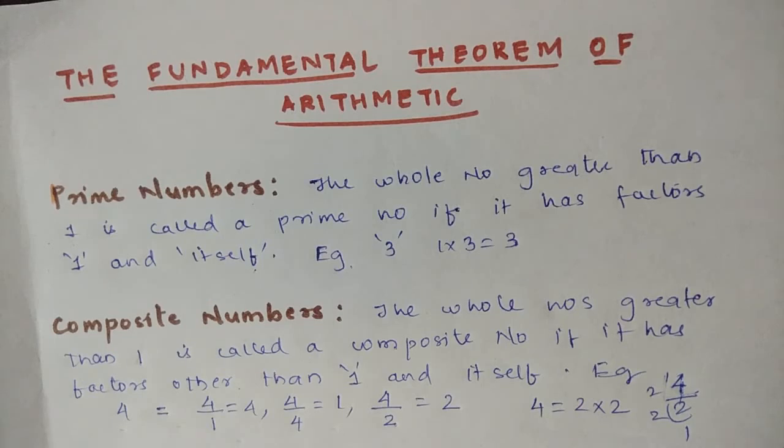And which is the smallest prime number here? 2 is the smallest prime number, and it is an even prime number. These are things you need to understand.